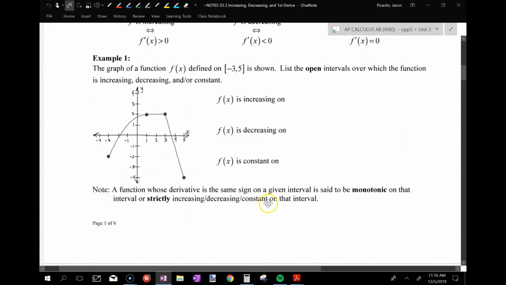So if I look at this graph, where is this graph increasing? Would you agree from here to here? Why is that increasing, guys? Because as I move left to right, the y values are getting larger. Also because any tangent drawn to this curve from here to here would be positive. Do I include the endpoints? No. So I am increasing from -3 to 1.